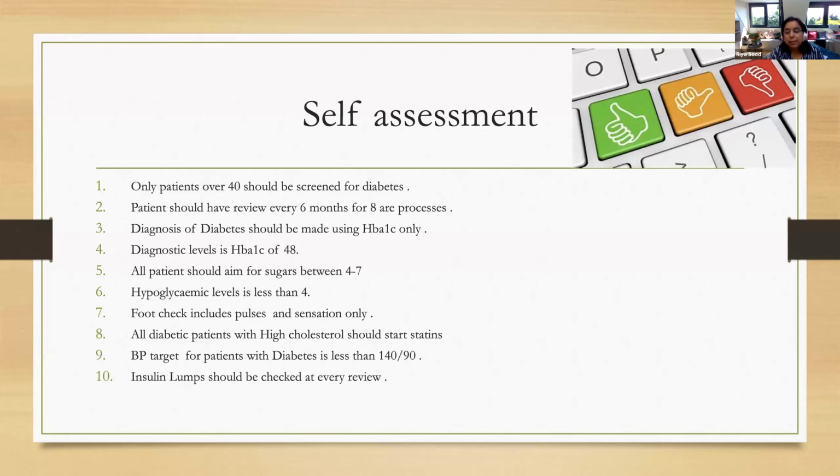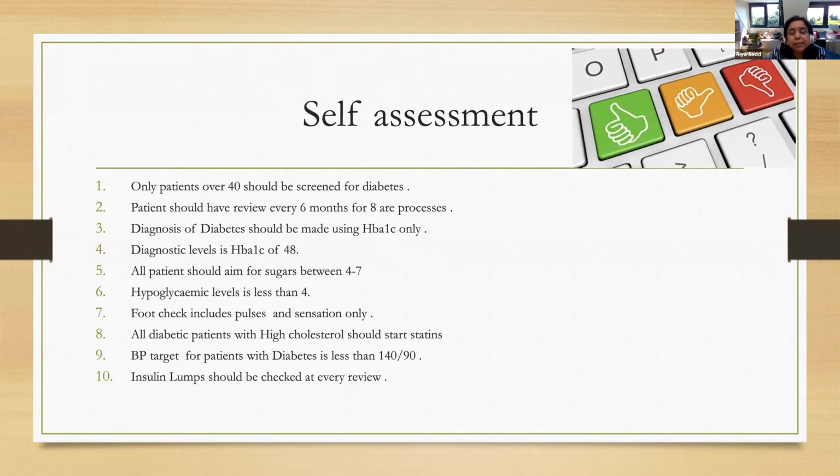So the self-assessment, for people who managed to get the self-assessment before, I'm just going to ask you to put true or false here. Only patients over 40 should be screened for diabetes, true or false? You can self-assess and see. So this is false. Do you remember when I said screening is for risk factors, and it's from the age of 25 for certain ethnic groups, and if you've got the risk factors and symptoms.